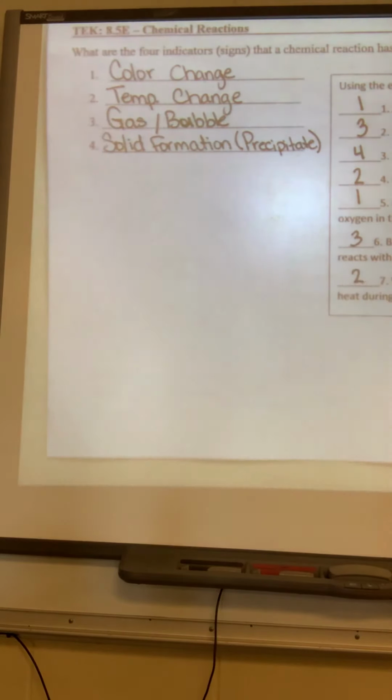Good. All right. So you're going to take this sheet, you're going to take it home, and you're going to study it. So put it in your notebook. Y'all are going to study it. What we're going to work on now is chemical equations. So I'm going to work a little bit with you on chemical equations today.